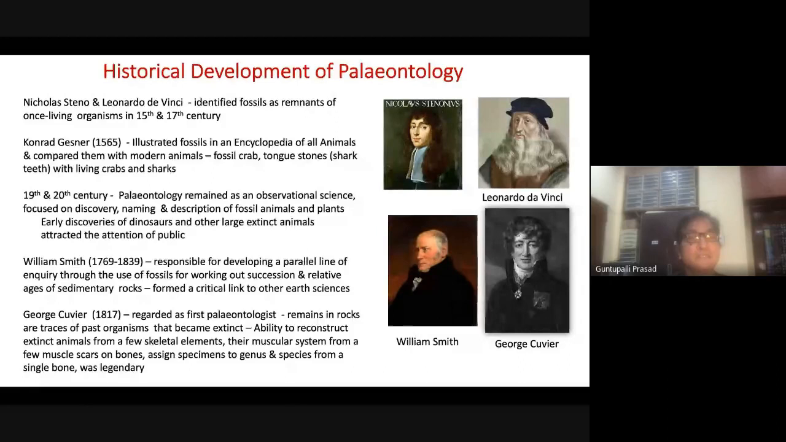So for most of the 19th century and 20th century, paleontology remained mostly an observational science. The focus was mainly on finding fossils, naming them and describing them. And many of the important discoveries like the dinosaurs and large extinct animals attracted the attention of the public because they are huge in nature. So many of the dinosaurs are huge animals.